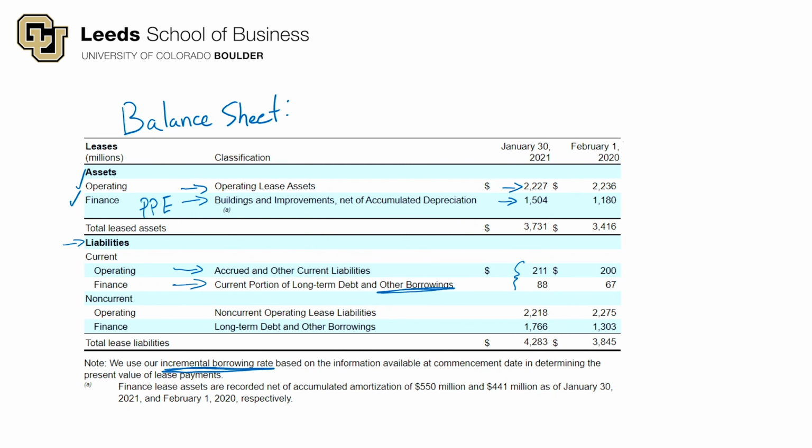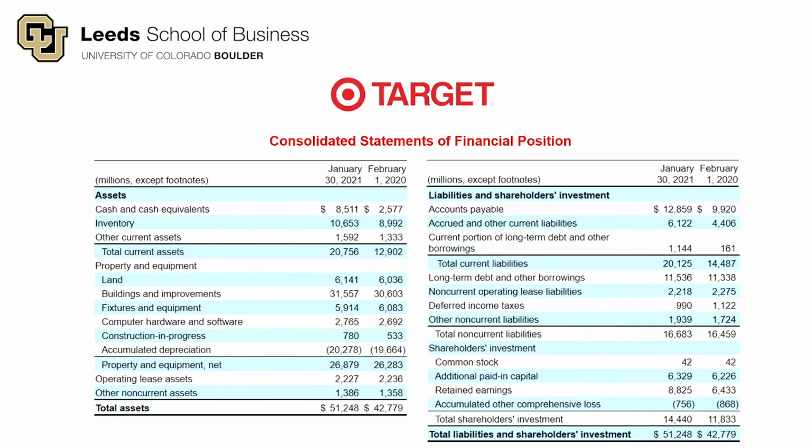By the way, footnote A here, which relates to finance leases, says that finance lease assets are recorded net of accumulated amortization, and they tell you exactly how much depreciation or amortization expense accumulated over the history of those leases has been accrued as of January 30th, 2021 and February 1st, 2020. Okay, so like I said, we're just going to walk through this footnote and see what we can learn about Target's leasing activities. And so now I'm just going to flip back to their balance sheet and we're going to identify some of these accounts.